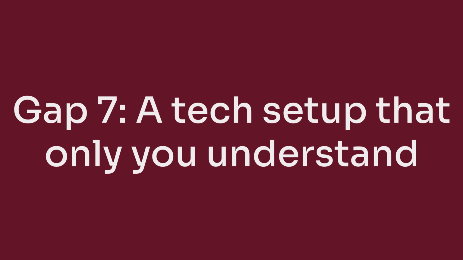Gap 7 is a tech setup that only you understand. You know how your system works. You know what platform does what. You know how they connect and what to do when something breaks. But if you got sick on event day or something comes up that you can't handle, would someone on your team or a contractor be able to take over? Would they know where to find that information? If the answer is no, then your system has a single point of failure.